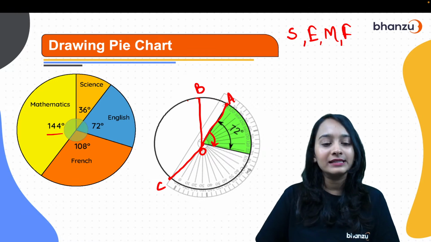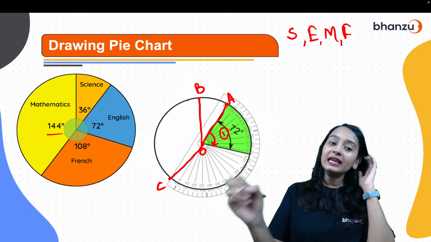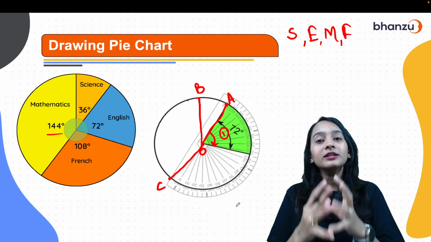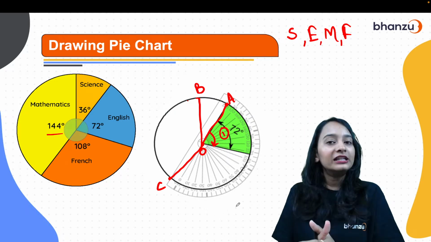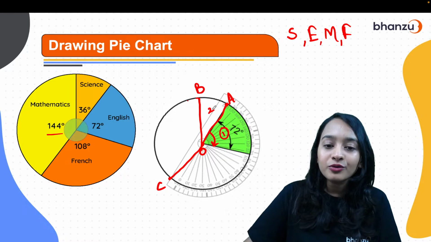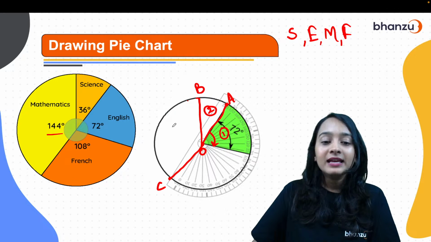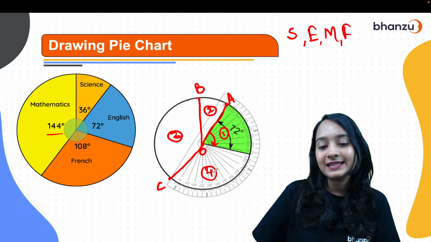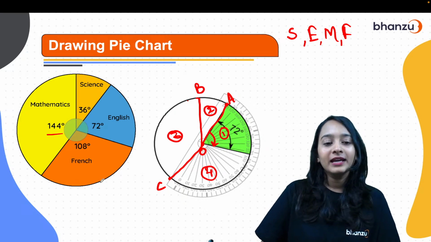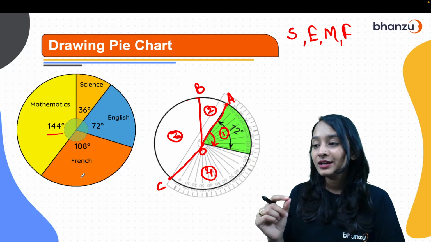Unequal sectors. So as you can see, this is sector number 1 with 72 degrees, which is representing the percentage of students who love the subject English. Now, sector number 2 is representing the number of students who love science. Sector number 3 is representing the number of students who love maths. And the final 4th sector that will eventually form is representing the number of students who love French.